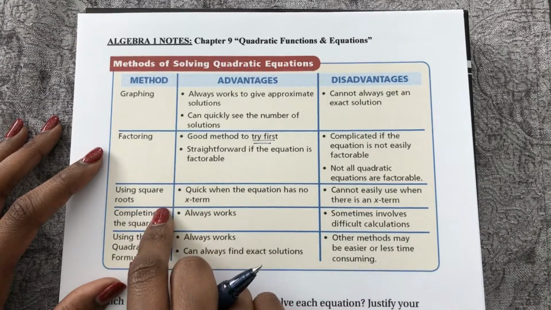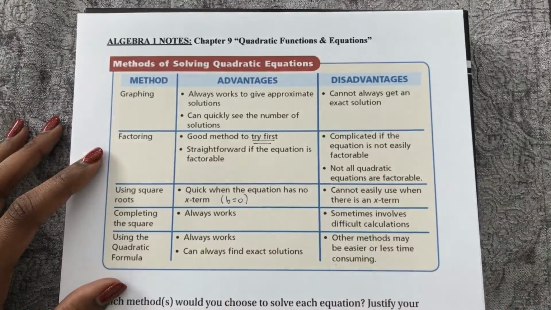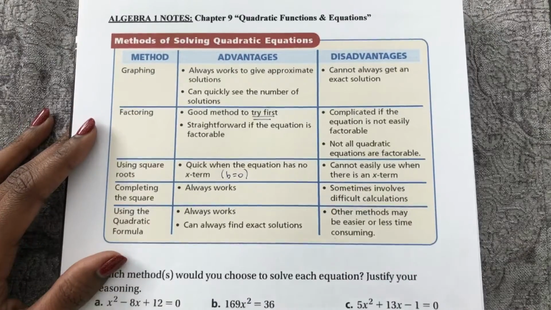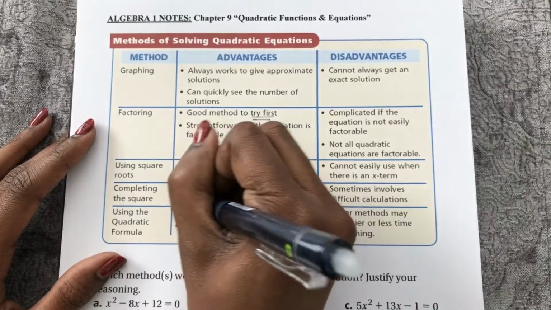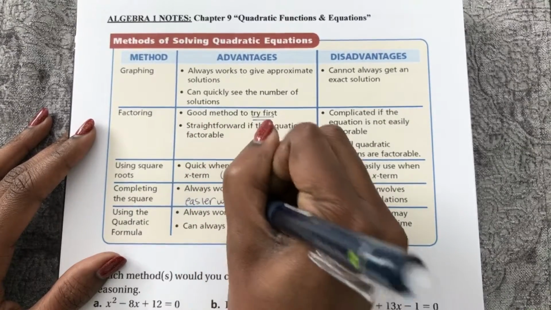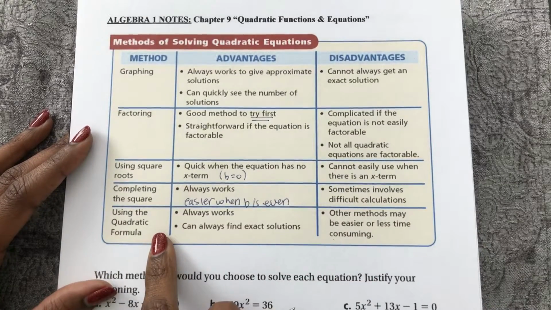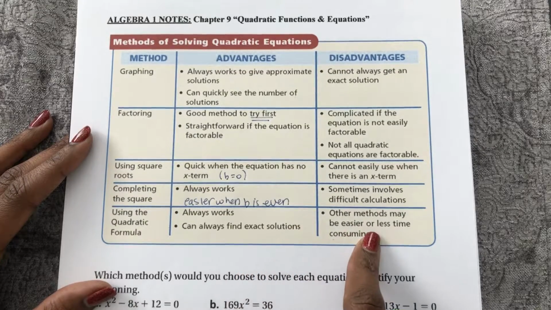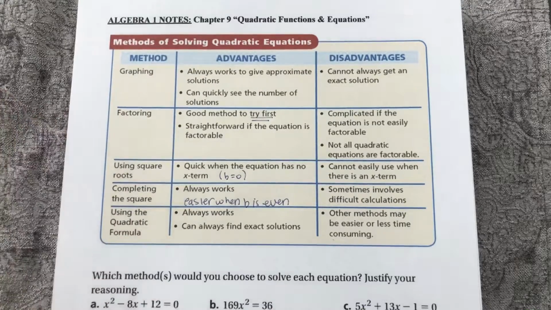Using the square root, it's quick to do when it has no x term. That's when b equals 0. But you cannot use it when b does not equal 0. Completing the square always works, but it's easier when b is even. And quadratic formula always works. You can always find exact answers, but one of these previous methods might be easier or less time consuming.